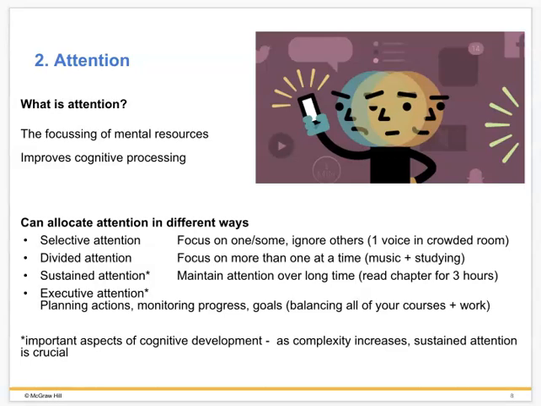Okay, so this next section is about how you allocate attention. What are the different ways that you can allocate attention in order to focus on one, or if you have to focus on two, right?